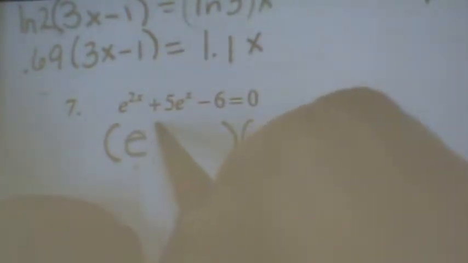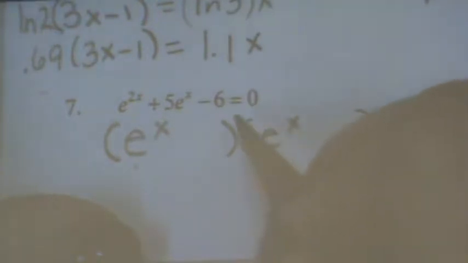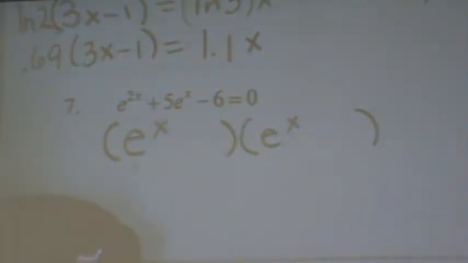Number 7 is a factoring problem. How do you factor e to the 2x? How do you break that up? e to the x, e to the x. And how do you factor negative 6? What times what is negative 6 but adds to positive 5? 6 and 1.